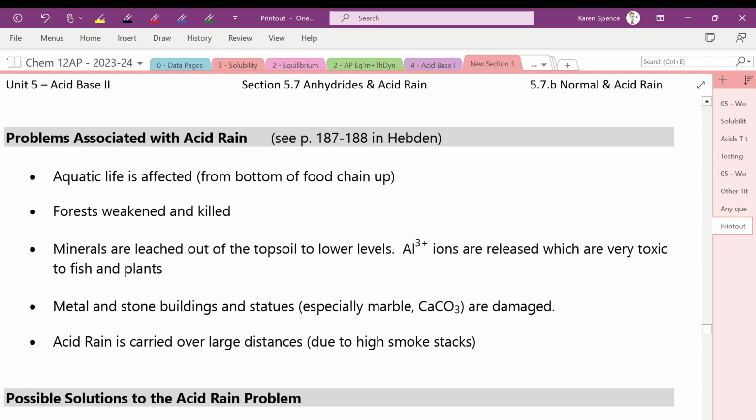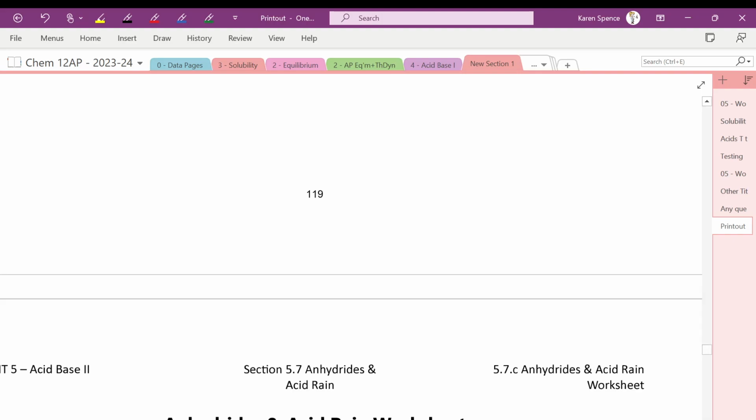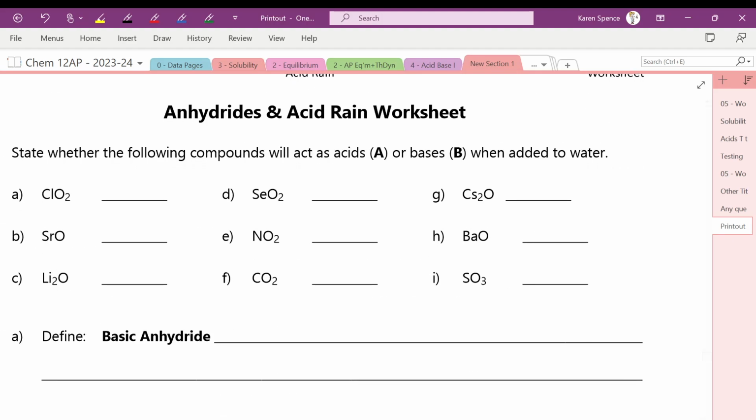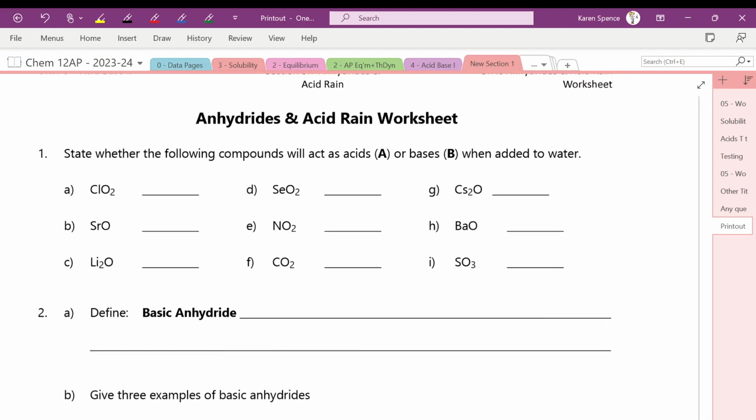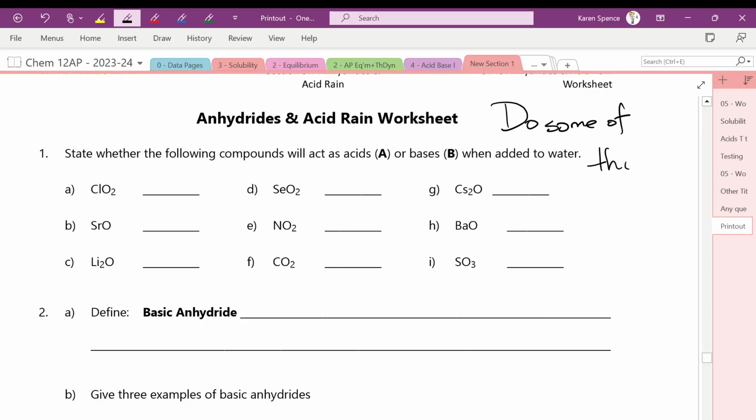We're not going to finish this. So I'm just going to tell you that you should read this stuff and then you should do some of the anhydrides and acid rain worksheet. Do some of this, whatever you have time for tonight. Yes? So what would be on the Friday quiz? Friday quiz is titrations and buffers. Not the anhydrides and acid rain. It's the other concentration stuff that will be on the quiz.